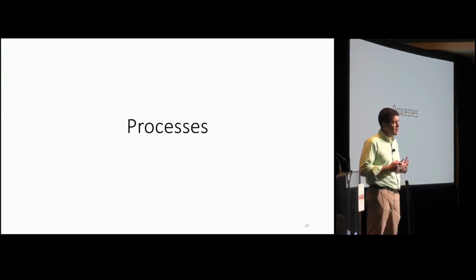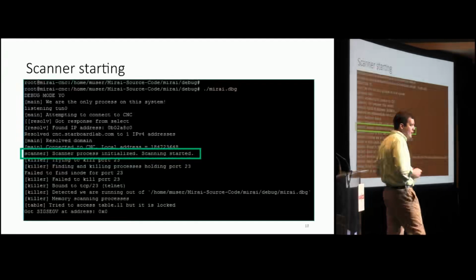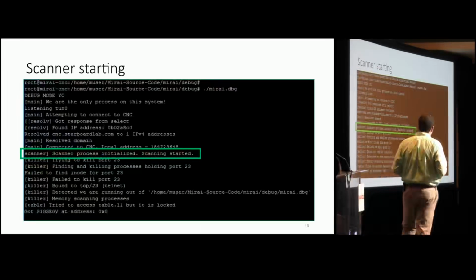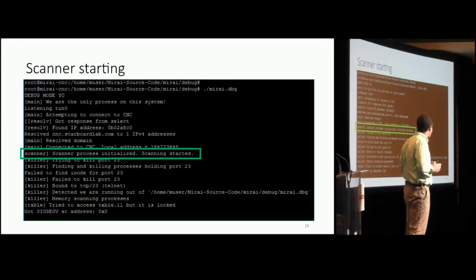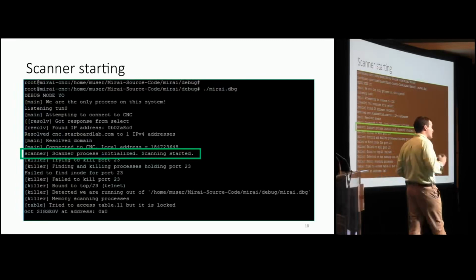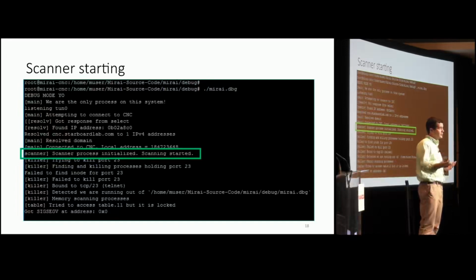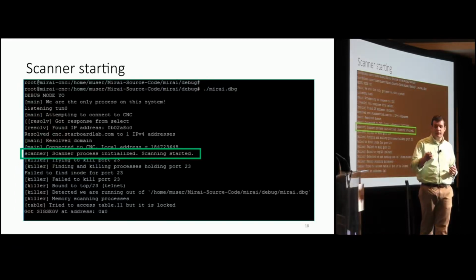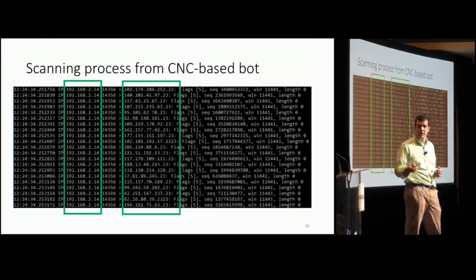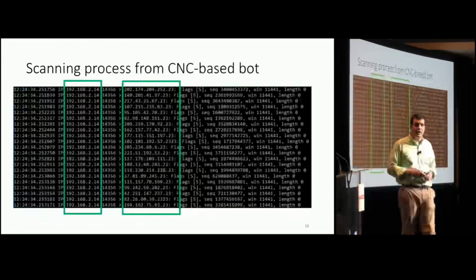Components of the bot: we have a lot of different processes that we have to start. The initial bot, as we start it, we have to enable some code. We have to comment out something in the code that says, I'm going to allow you to be a bot, but I also want you to start the scanning process. I've done that in this example. Here we can see that the scanning process is started, and this is what the scanning process looks like.